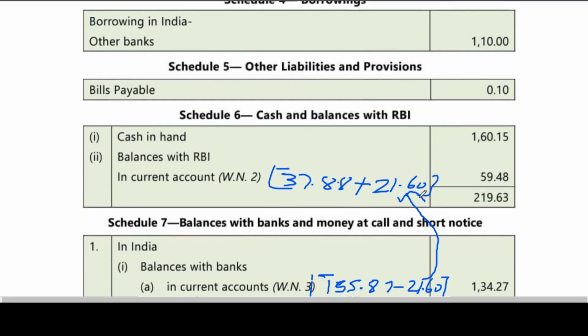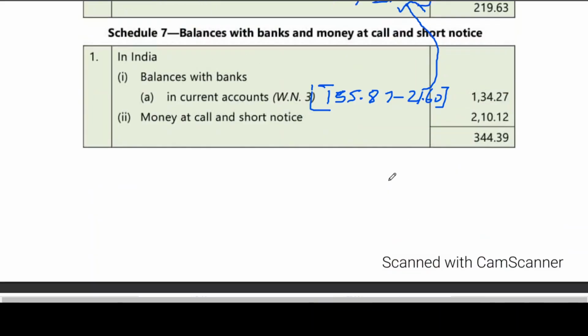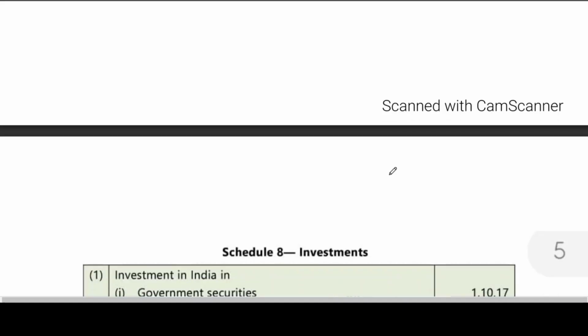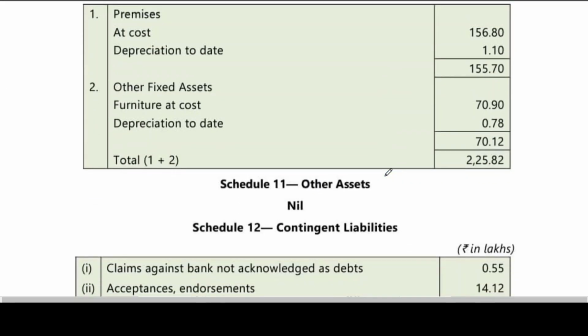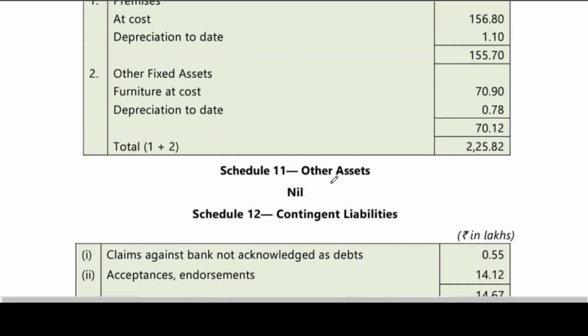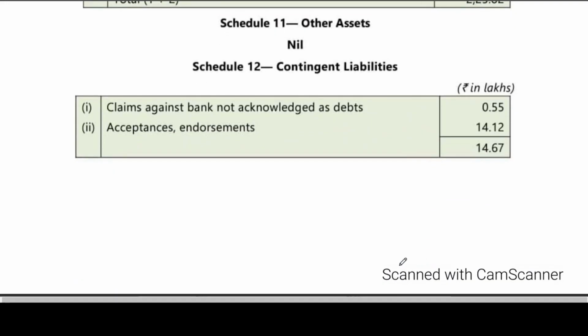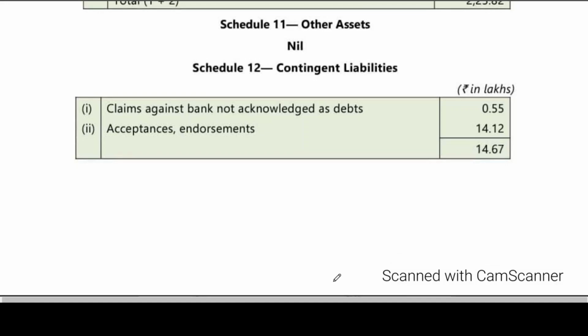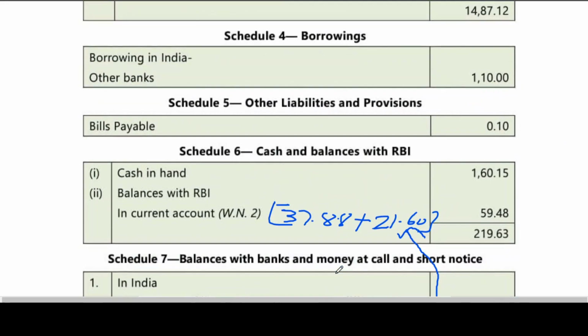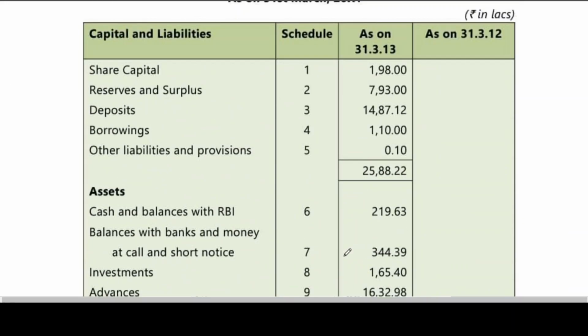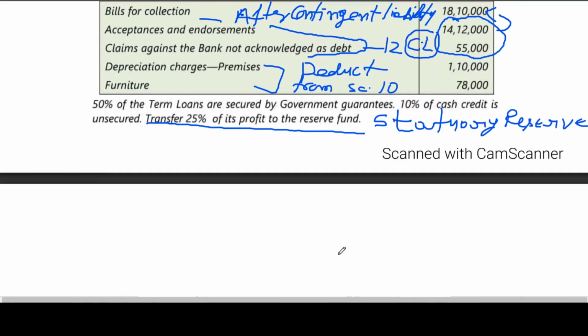Then, coming to the next one. Schedule 9 is completed, 10 is also complete. Schedule 11, other assets, we don't have. Schedule 12, I already told you the last 2 points. Claims against the bank not acknowledged as debts is a contingent liability. Acceptances and endorsements are also contingent liability. Bills for collection will be shown after contingent liability. Since we got it, I think we can go for the problem solution.